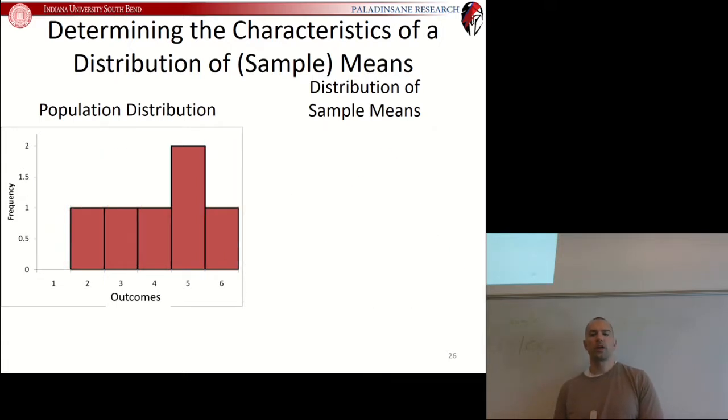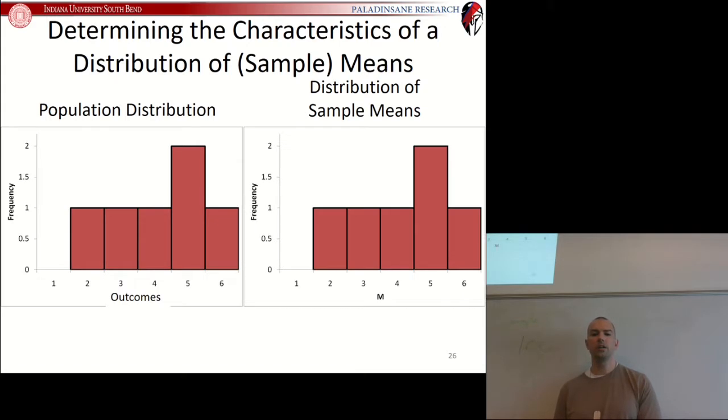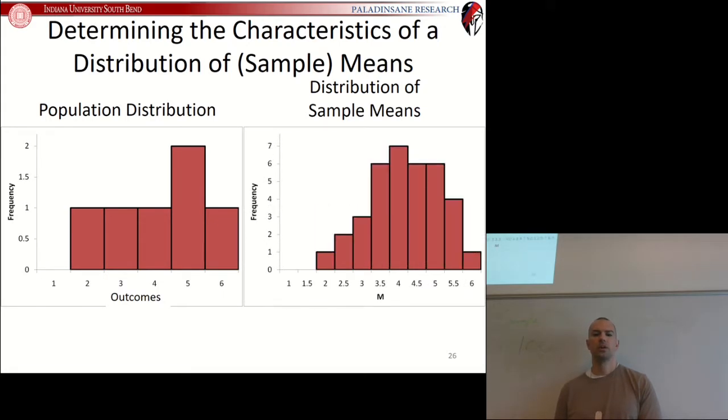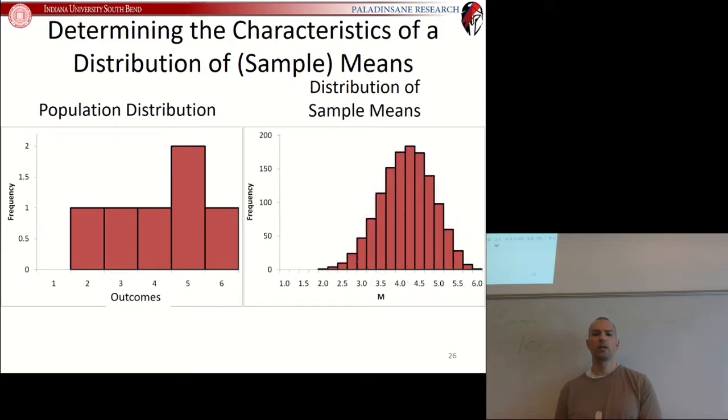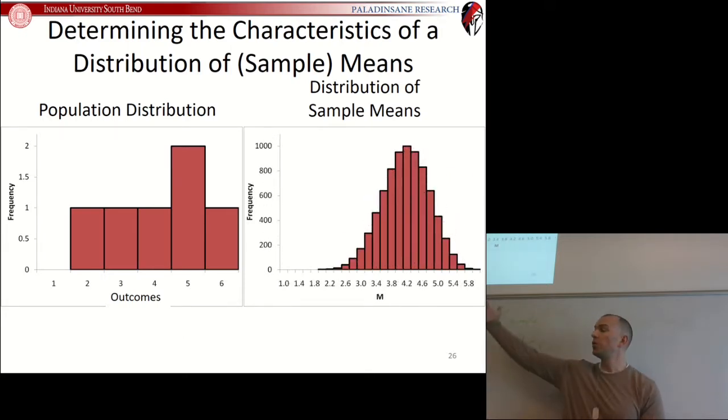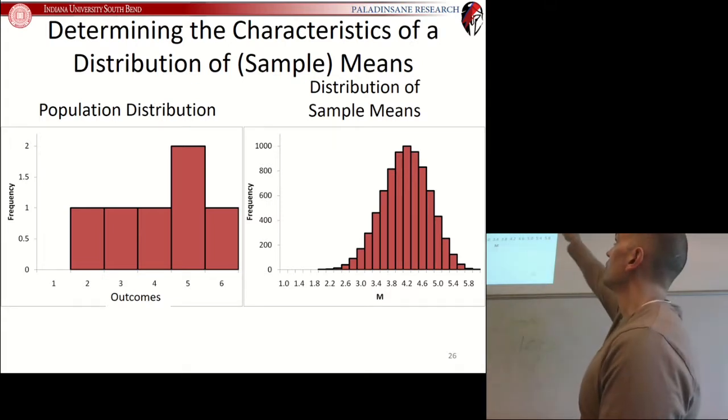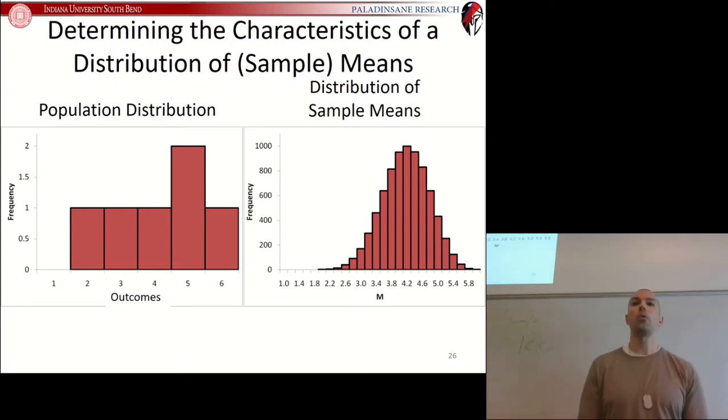And it works regardless of what the population looks like. So there's your population distribution, sample size of 1, sample size of 2, 3, 4, 5. And once again, with this weirdly shaped population distribution, after just 5 subjects, we're starting to get a very normal looking distribution of sample means.